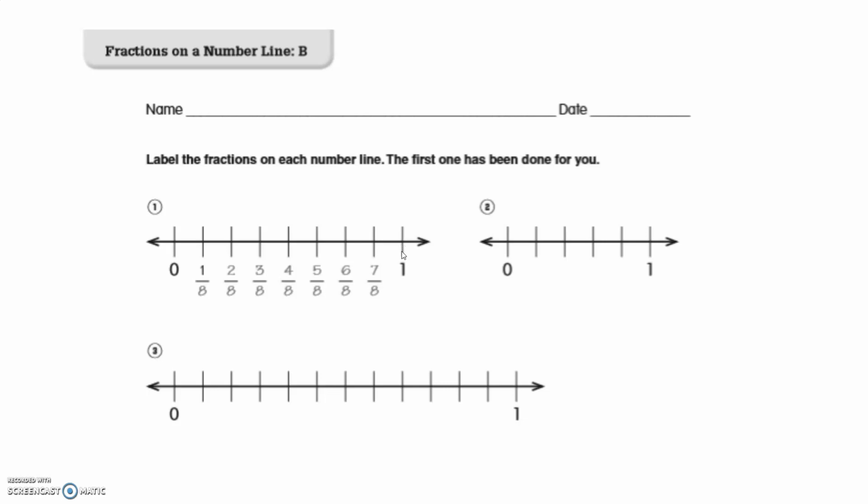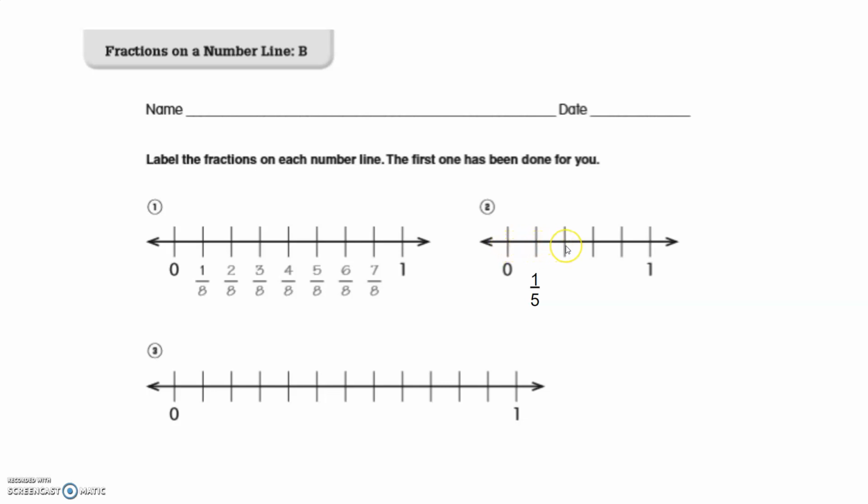Okay? So let's do number 2. First we need to count the spaces. 1, 2, 3, 4, 5. So 0 to here, to here, to here. We got to put the 5s in. 5, okay? So 0 to here is 1/5.